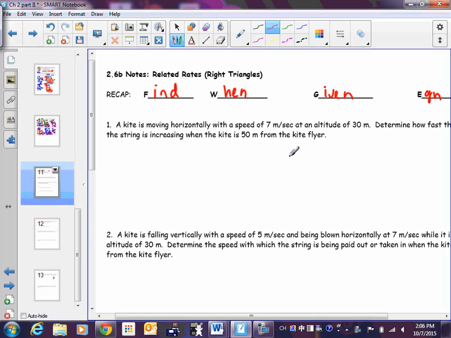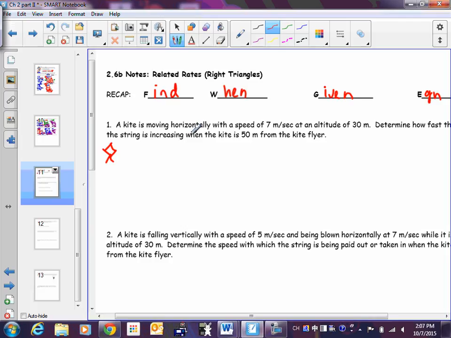This is a perfect example because really I'm not even 100% sure what equation I'm going to use yet. Okay, so a kite is moving horizontally. So let's draw a little kite. No judgment on your artistic ability. And it's moving horizontally, left to right.